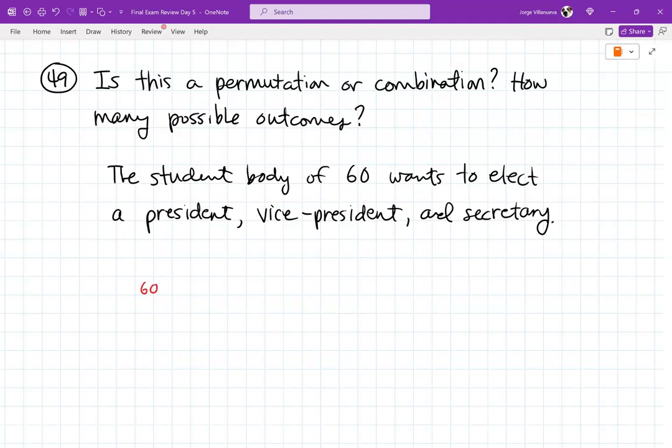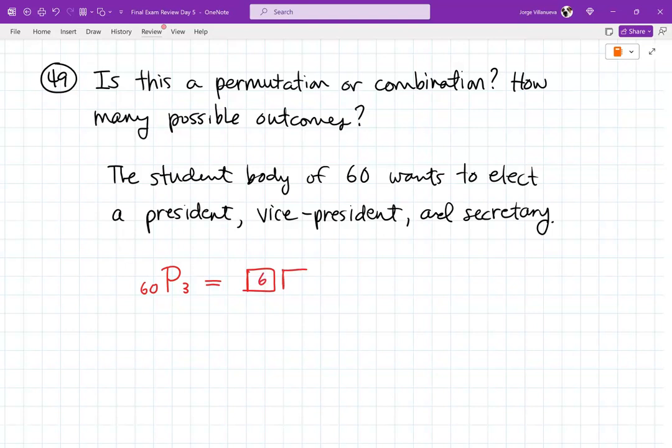60 picking 3 of them. So I'm going to have to use a calculator here because I can't do that in my head. I can write the formula out for you, but it's 60 times 59 times 58. But I can't do that in my head. So let's see, 60 permute 3.